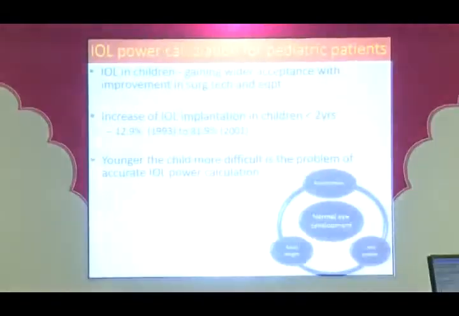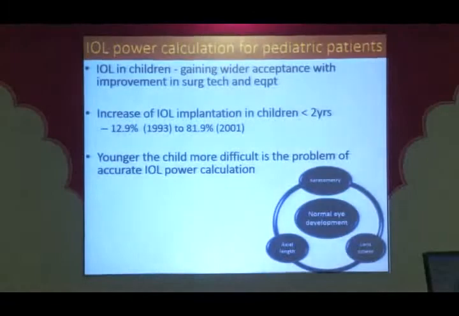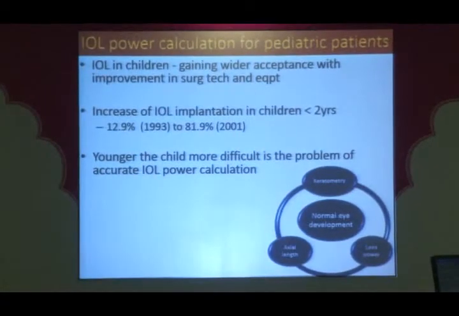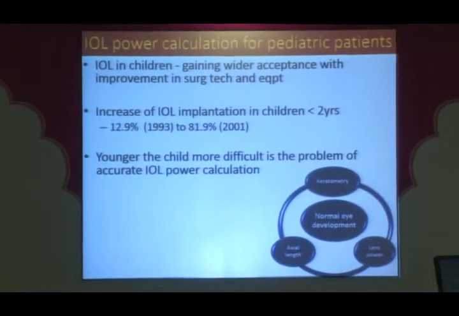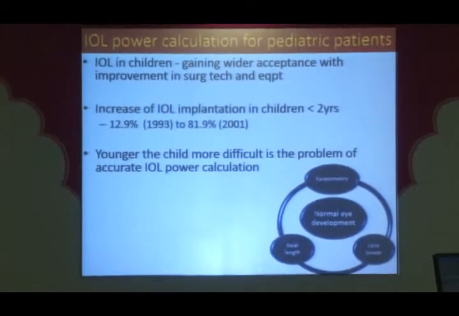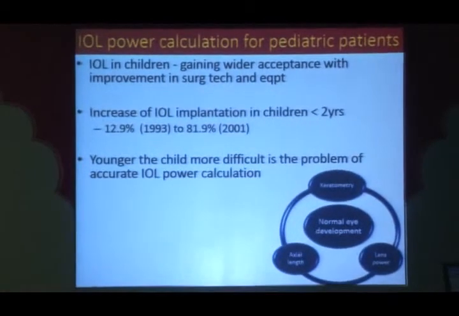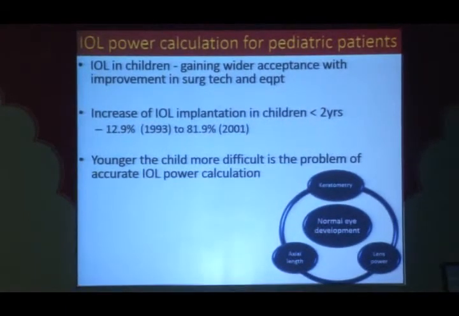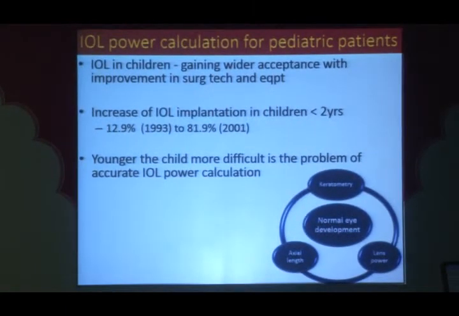First IOL implantation series was published by Hiles et al. in 1977. Thereafter, with improvement in surgical techniques, equipment, instruments, microscopes, IOL implantation in children is gaining wider acceptance. One survey among the American Academy of Pediatric Ophthalmology and Strabismus Society from 1993 to 2001 showed an increase of intraocular lens implantation in children less than 2 years of age from 12.9% in 1993 to 81.9% in 2001.